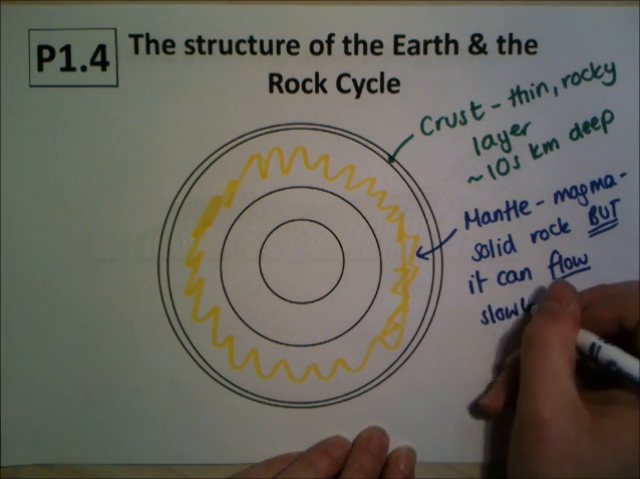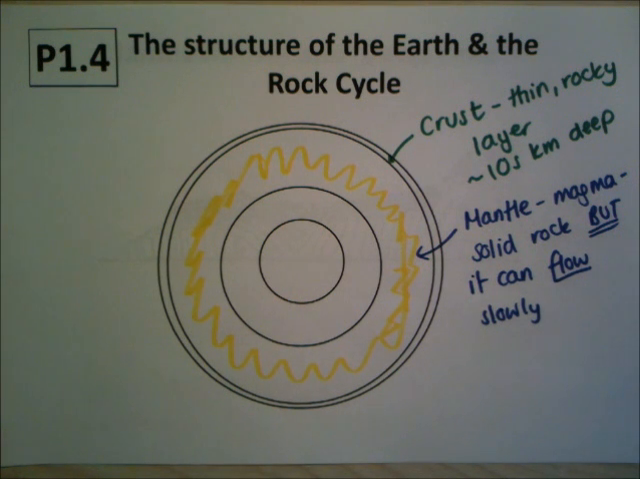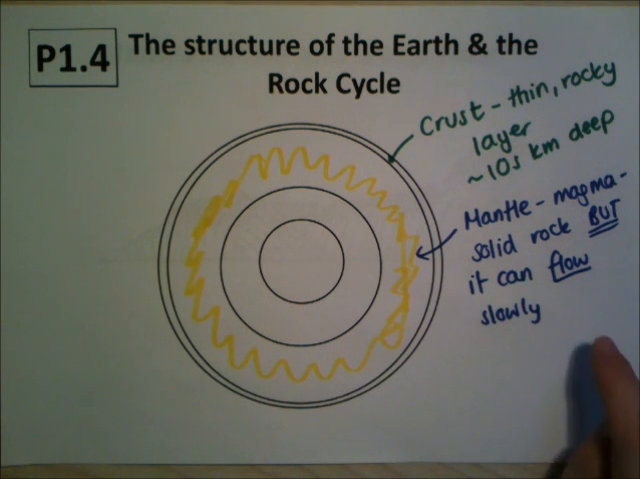Now that's an attribute that usually we give to liquids. So the fact that it can flow means we might think it's a liquid, but actually it's kind of between the two. So it's a solid rock that can flow slowly, and that's going to be really important later on for tectonic plate theory. So remember that, it's a solid rock that can flow slowly. And the crust is kind of floating on top of that.